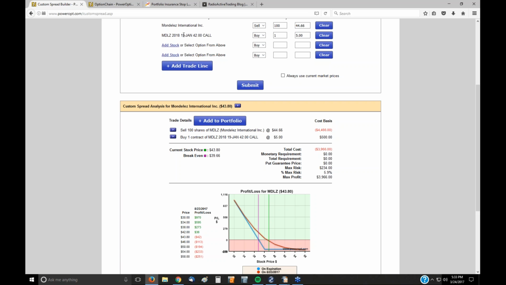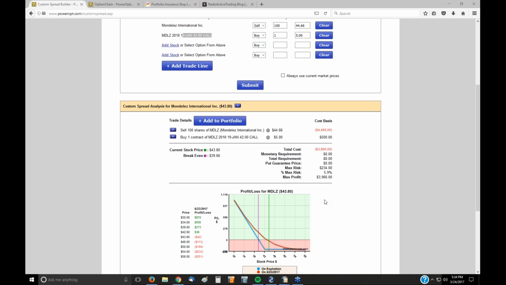Between now and January expiration, the worst case scenario that could happen, assuming I hold this position all the way to January expiration, the stock is trading above my call at $42 per share and I make no adjustments, sell no puts against it or anything like that, the most I could lose is 5.9%. This to me is a covered short. It's what we call a married call.